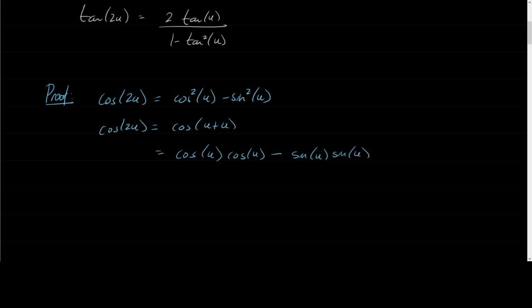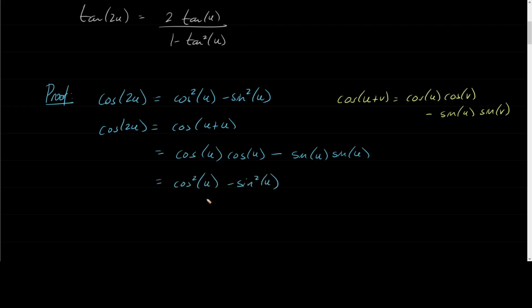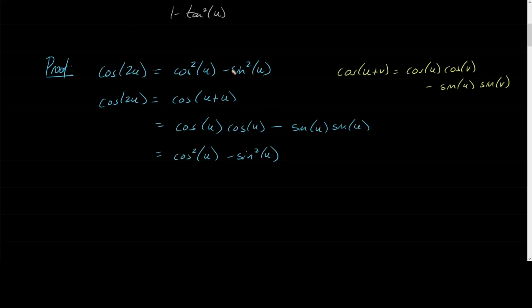All right, and in here I'll just remind you exactly what I'm talking about. If I've got cosine of u plus v, this is cosine of u times cosine of v minus sine of u times sine v. It just happens to be that we have u and u, so all of these become u's. At that point, this right here becomes simply cosine square of u minus sine square of u, as we already wanted to prove. All right, so there we go. That's the proof of that.